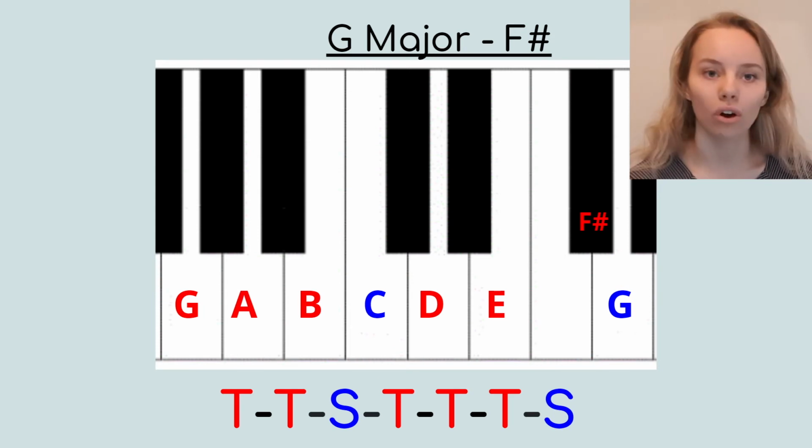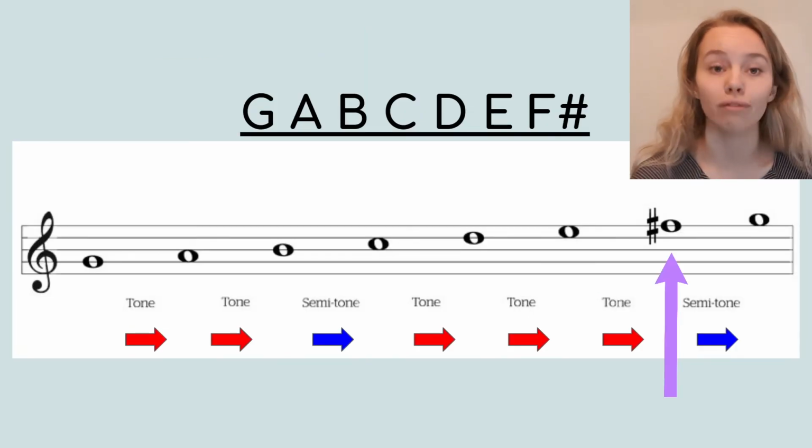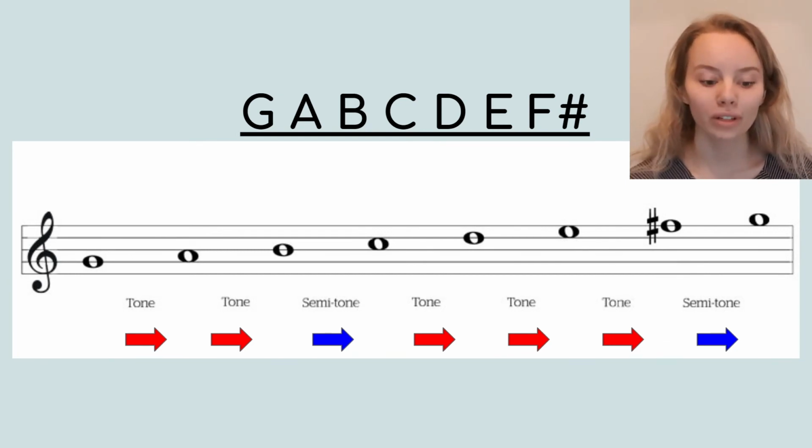Let's have a look at this on the stave. And there we are, there is our F sharp on the 7th note, following exactly the same formula as C major. The only difference is we started on G, making a G major scale.